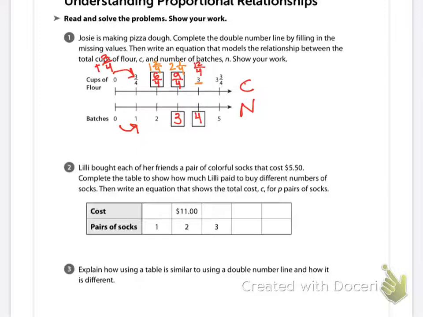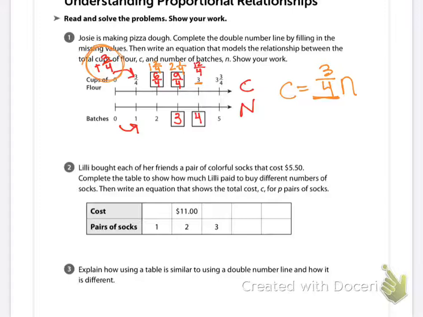And then if I add 3/4 again, I'm going to end up with 3 3/4. Well, we want to think about, for this equation, we're going to find C. So C equals, and I'm going to think about what is the constant of proportionality. Well, the constant of proportionality is how much are we adding in the top. As we go up one more batch, how much flour are we adding? Well, we're adding 3/4 of a cup for each batch that we make. So that's my constant of proportionality, and then N goes right here. That's the equation.